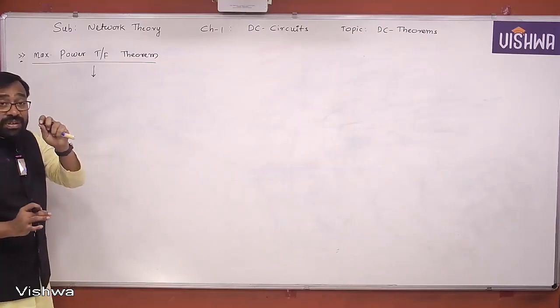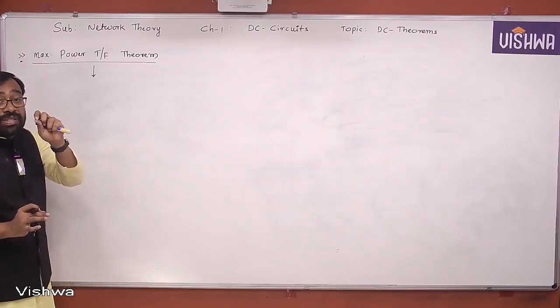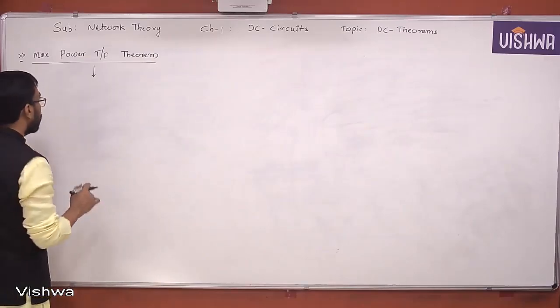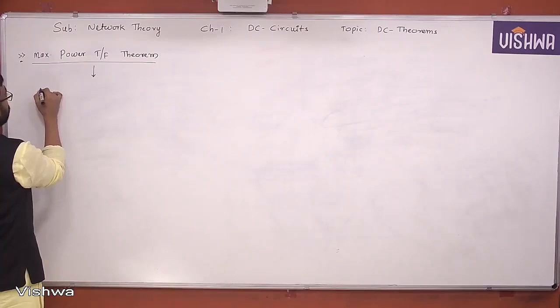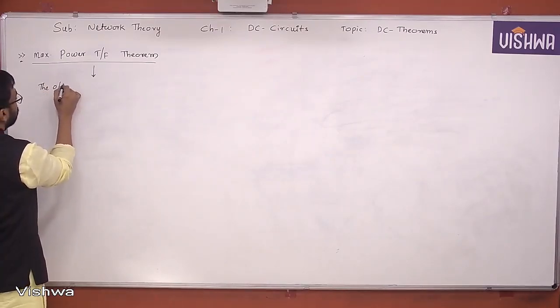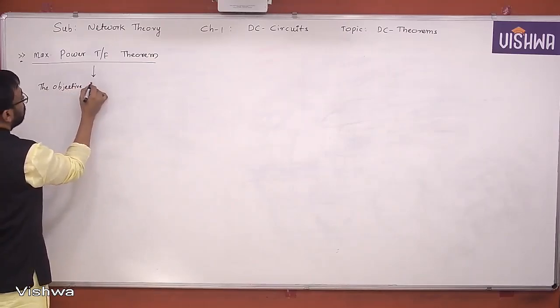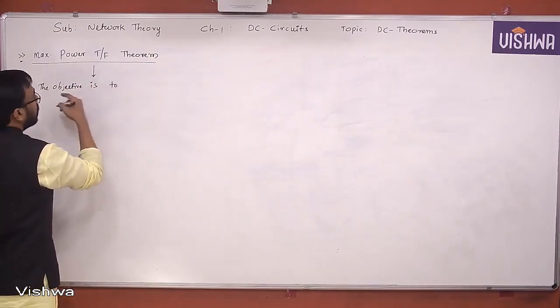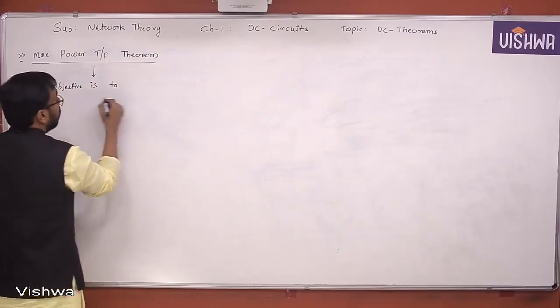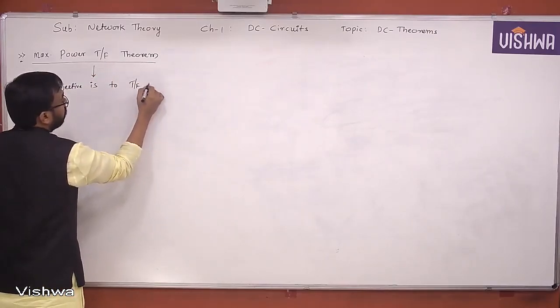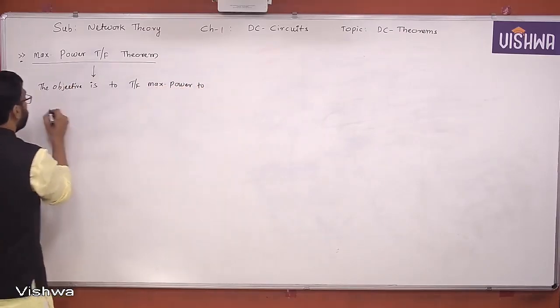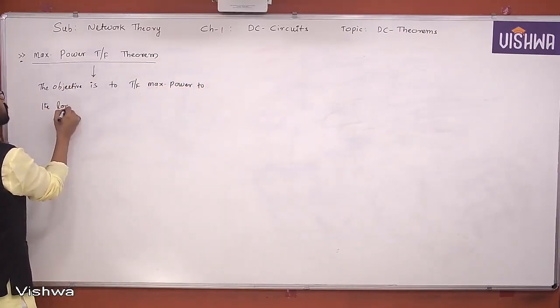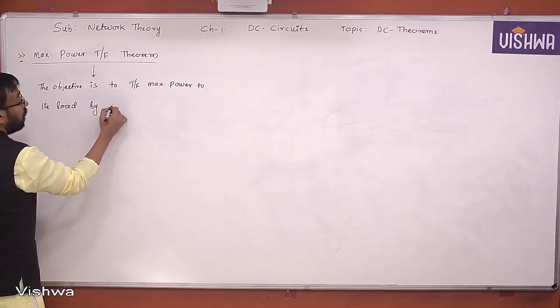The statement or the objective of the maximum power transfer theorem you must understand first. Okay, look at this. All of you write that. First you write that particular point. Objective. The objective is to transfer maximum power to the load by varying the load.